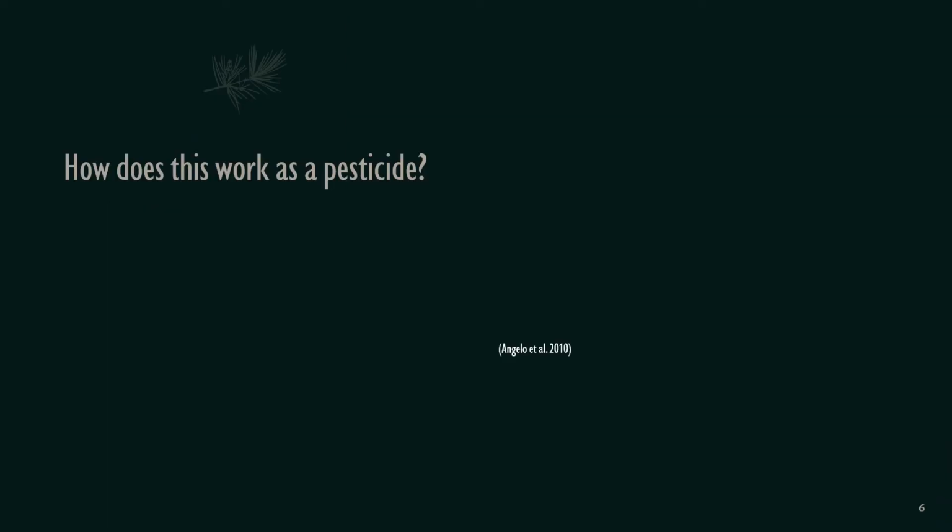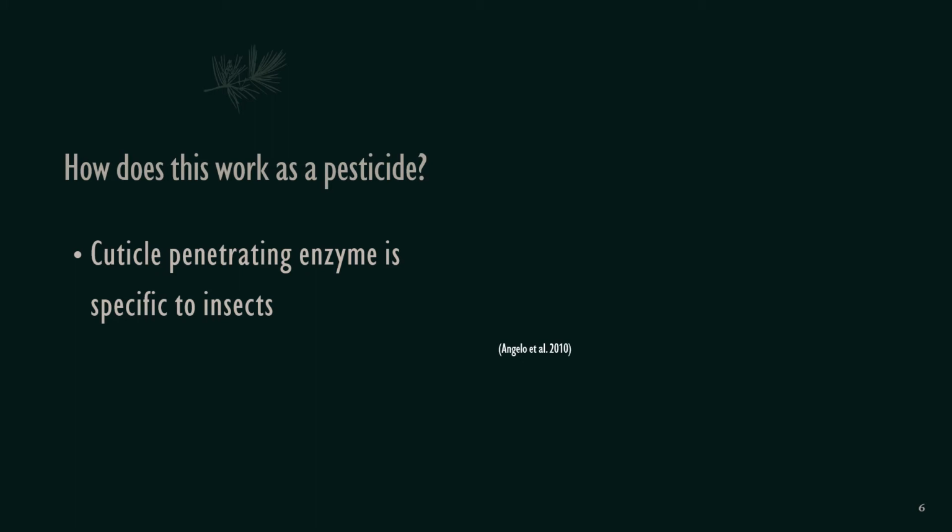How does this work as a pesticide? The cuticle-penetrating enzyme is specific to insects. Only insects are going to be affected by the application of this solution. Different fungi have different cuticle-penetrating enzymes, resulting in only the target insect being killed. A caveat to this, though, is that there is some overlap between the types of insect that an enzyme can be used on. This means that several different insects can be affected by the same enzyme.